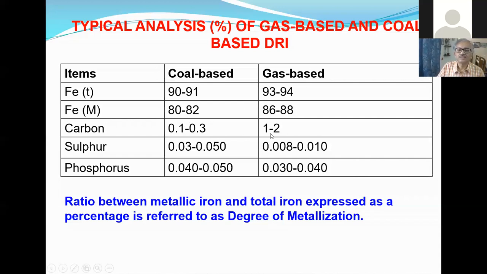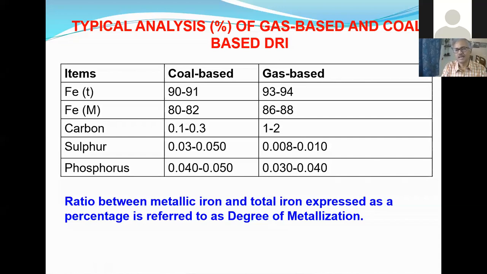In the case of the gas-based, it is higher, even more than 2, because you have control on the blast in the cooling stage. Actually, in the gas-based shaft furnace, you have 2 parts. One is the reduction part and the other is the cooling part. In the cooling part, you basically charge the natural gas.